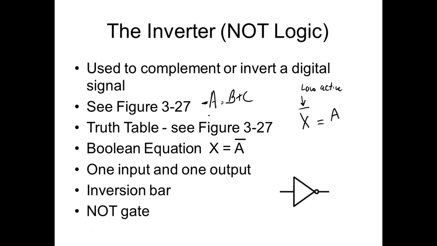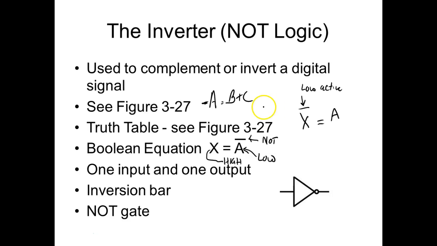So the expression we would say a high input gets us a low output, but we could also say a low input gets us a high output. When we do the Boolean equation, anytime we say this, then we're going to say X is equal to not A. So this says if the input is high, the output will be what? That bar means it's what? Low active, right?